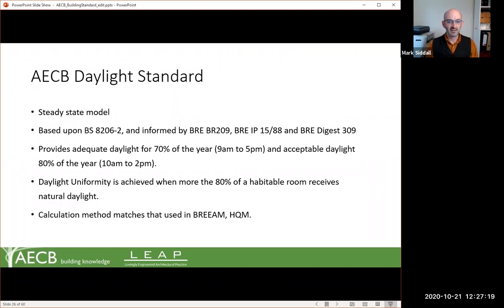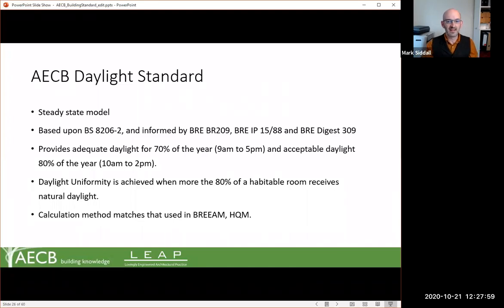In terms of the AECB daylight standard, again, as I've mentioned, it's a steady state model based upon BS 8206 and with reference to other BRE standards. What that means is that it basically provides an adequate standard of daylight for 70% of the year between 9 o'clock and 5 p.m. And then for an extended period, it provides acceptable daylight for up to 80% of the year between 10 a.m. and 2 p.m. Another consideration is daylight uniformity.